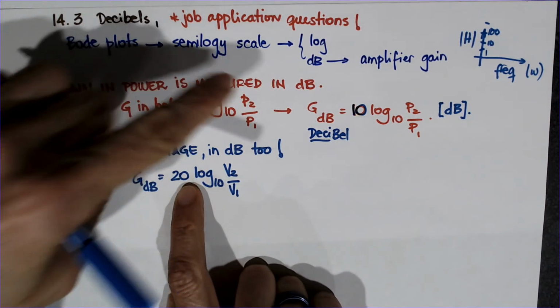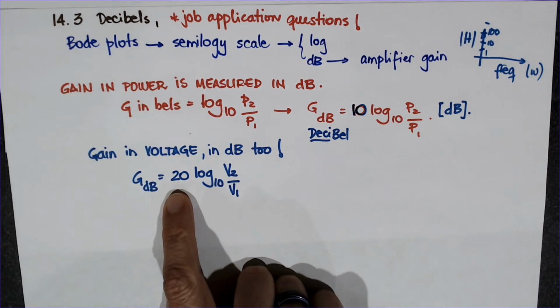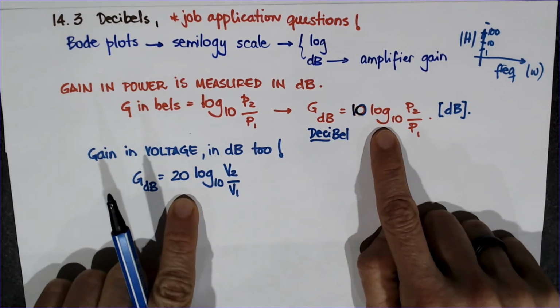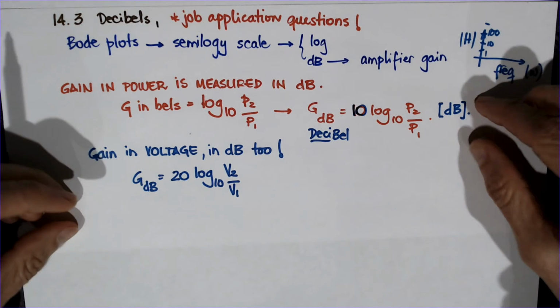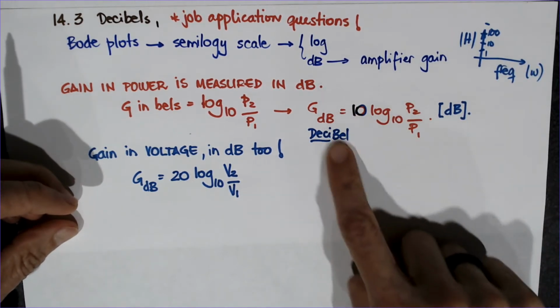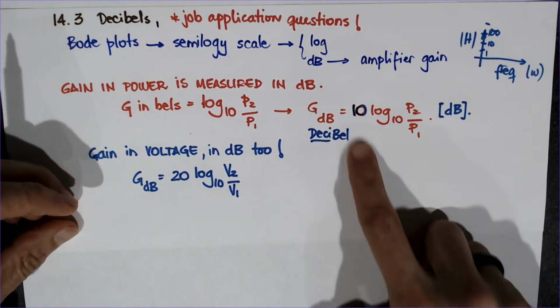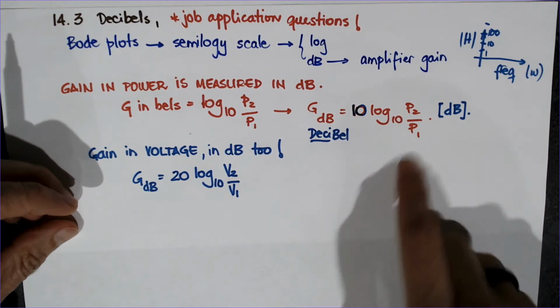Which of these two expressions to use? So I'm going to suggest for job applications, if somebody asks you a question about decibels, that you say it's 10 log 10 of P2 over P1.